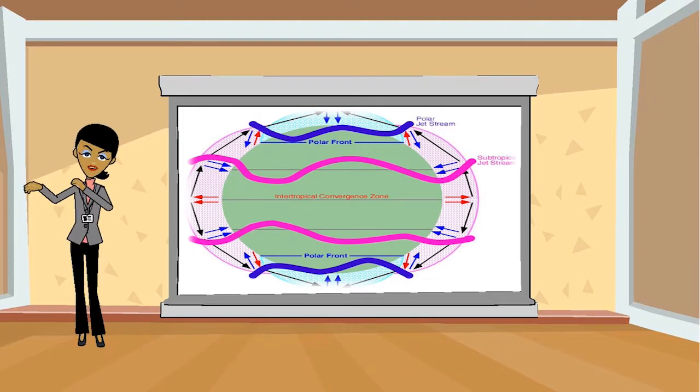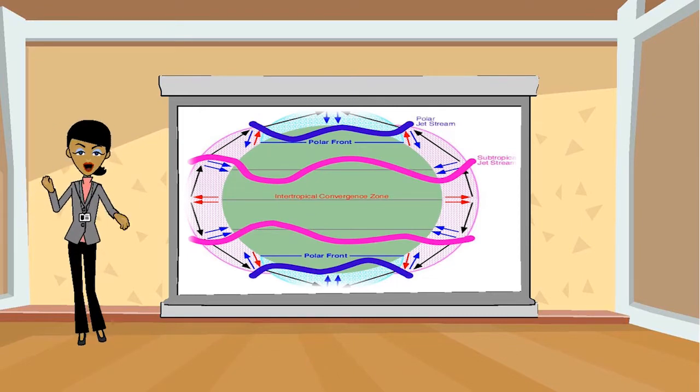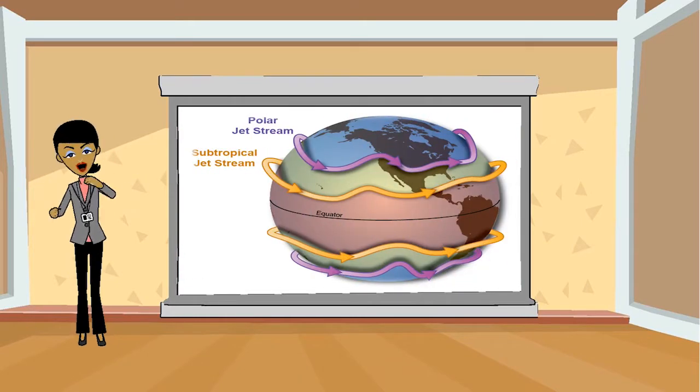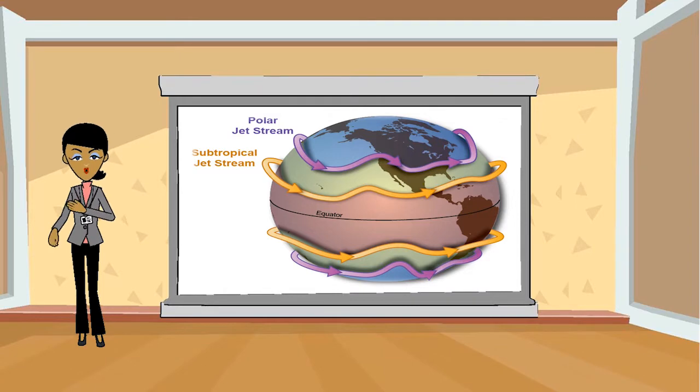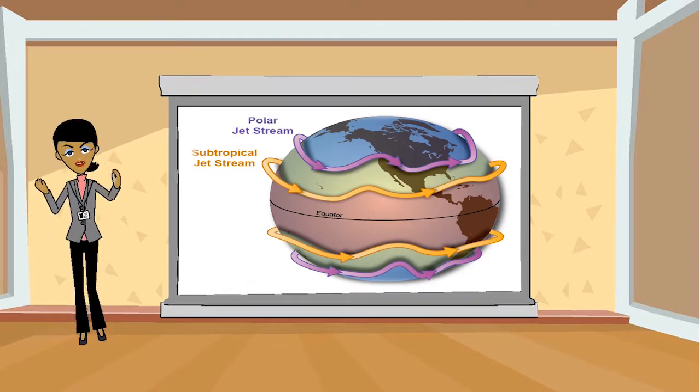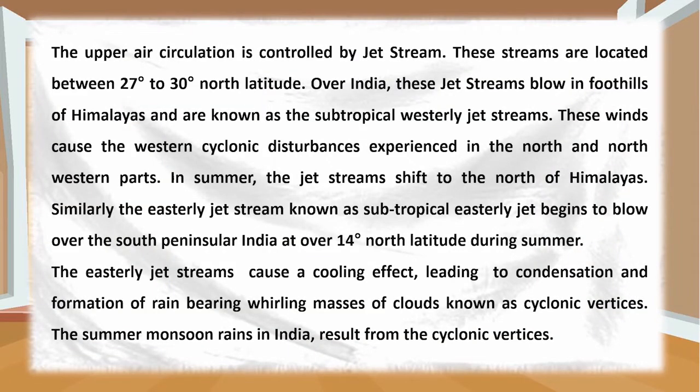These jet streams create disturbances in the northern parts. During summers, these streams move to the north of the Himalayas. Easterly jet streams are called the subtropical easterly jet streams. In summers, these streams blow over the peninsular region at 40 degrees northern latitude. The easterly jet streams provide a cooling effect as well as cyclonic vortices. Cyclonic vortices are rain-bearing cyclonic clouds. The summer rain is based on cyclonic vortices.